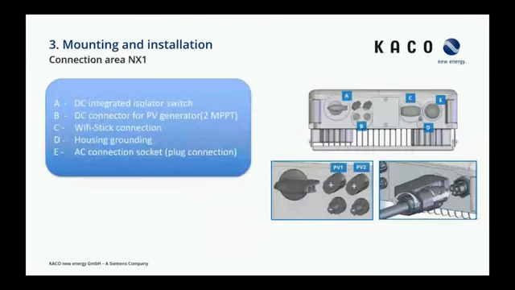Okay, now we can have a look at the connection area. This is the picture for the NX1 inverters. We can see all of these inverters have an integrated DC switch. On the right side here, point B, you can see the DC connectors. We have only one input per MPP tracker at the NX1s. After that, we can see the Wi-Fi stick connection, point C. Then we can see the housing grounding, and on the right side, we have the AC connection socket. This is only a plug connection.